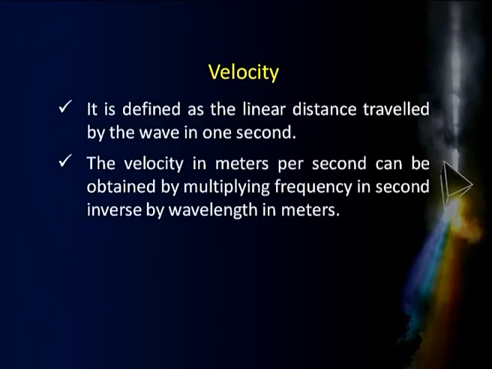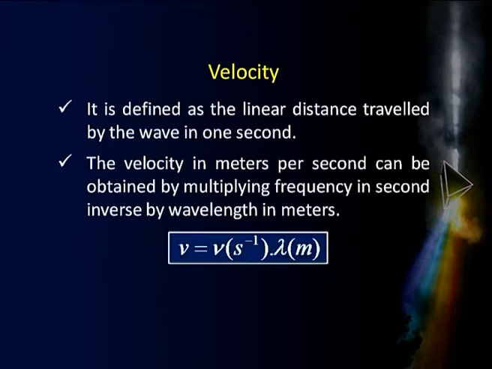And that velocity in meter per second can be obtained by multiplying the frequency in second inverse by the wavelength in meters. So, that is the way we can compute the velocity of EM radiation: velocity v is equal to frequency per second times wavelength in meters. Essentially our velocity will be in meter per second, which is a typical unit of velocity we all know of. So, velocity is equal to frequency into wavelength.